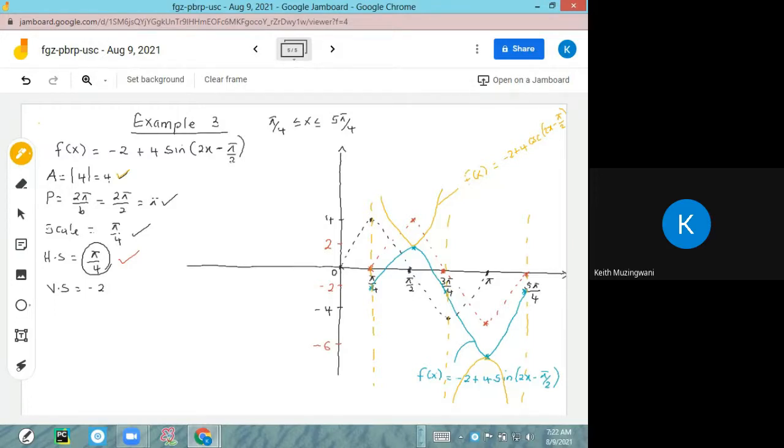So what is at 0, you move it to pi over 4. So you keep moving by pi over 4 step for each point. Then the vertical shift, you move the y coordinates by 2 steps down. Then you sketch your graph. Okay, sir, I get the point now.